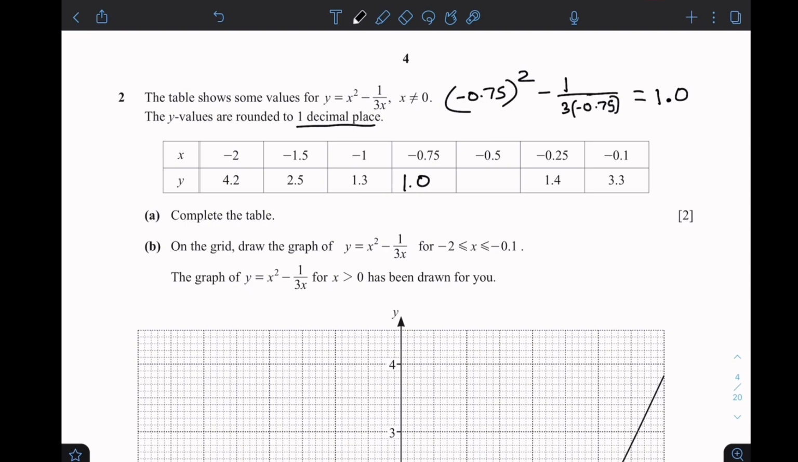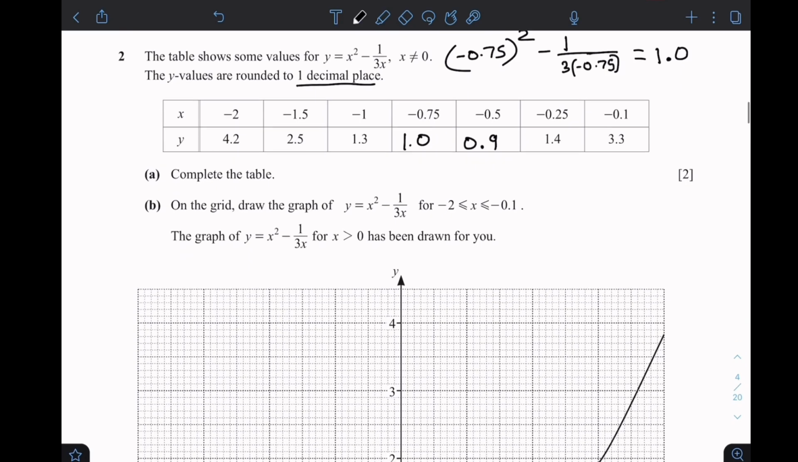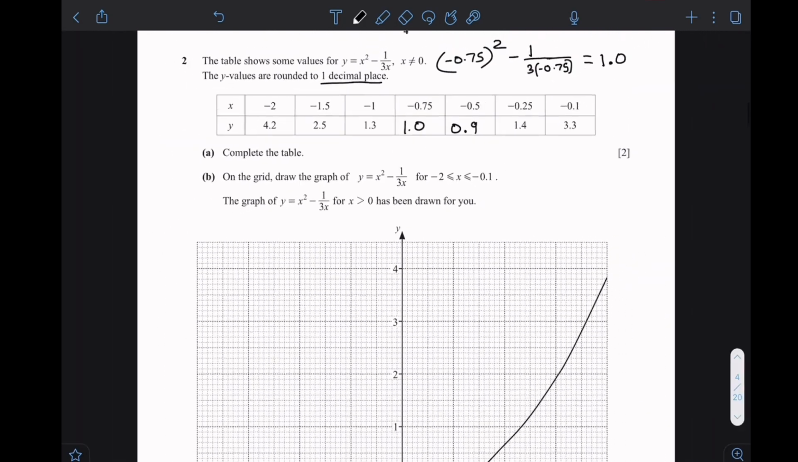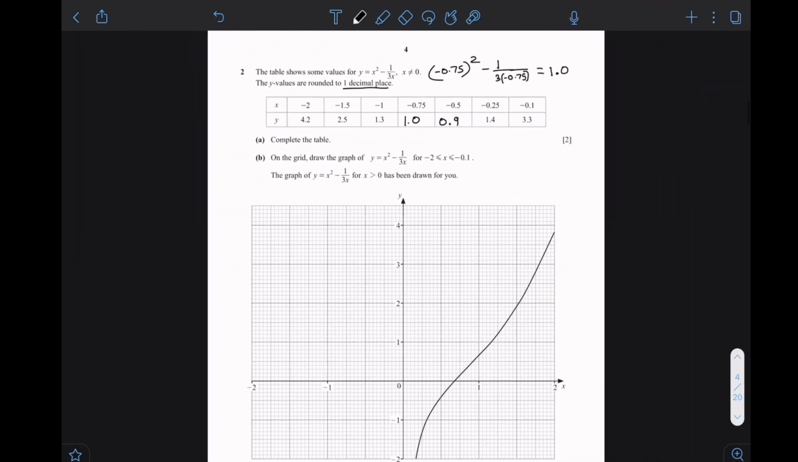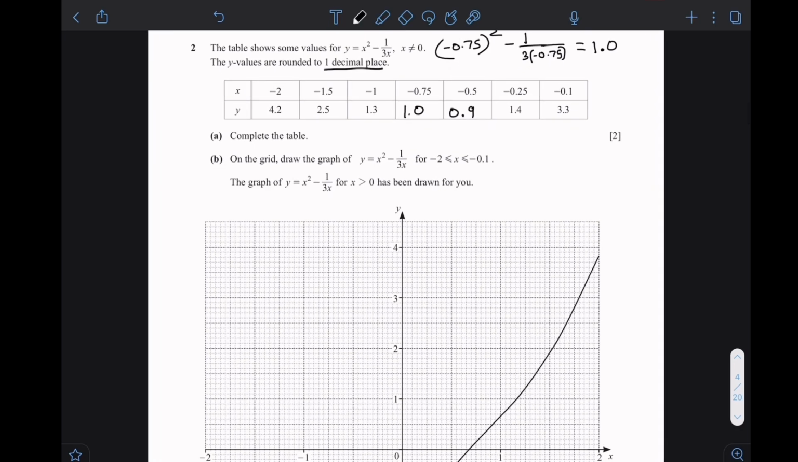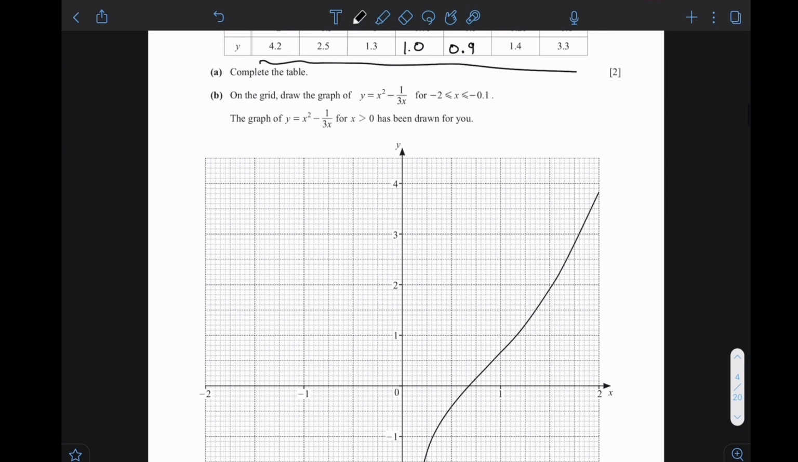And for the next one, this would be 0.9. You should do the math, and I think you should get the answer. So complete the table, and on the grid, draw the graph of y equals x squared minus 1 upon 3x. Just plot all these values. Okay, so I'll be back.